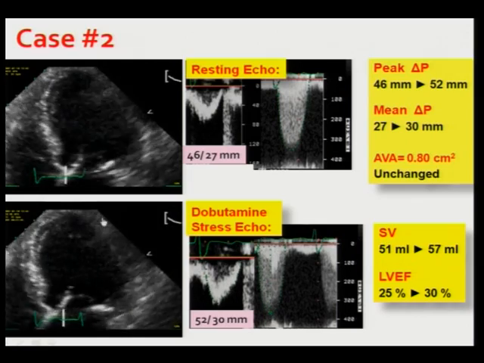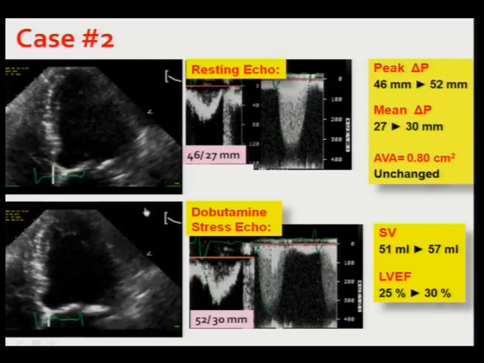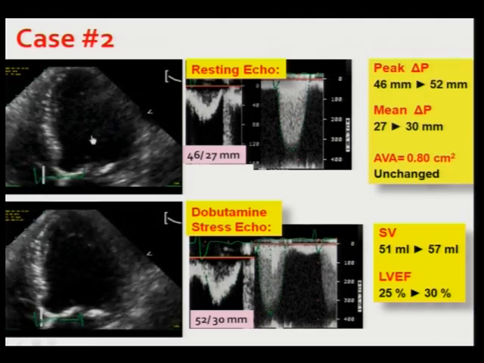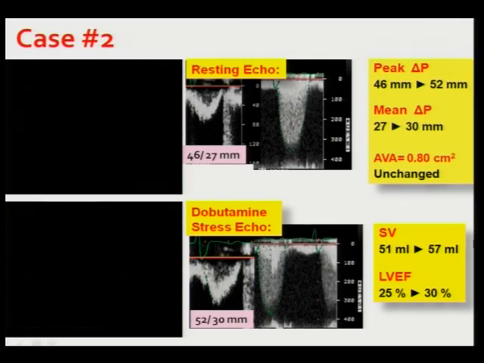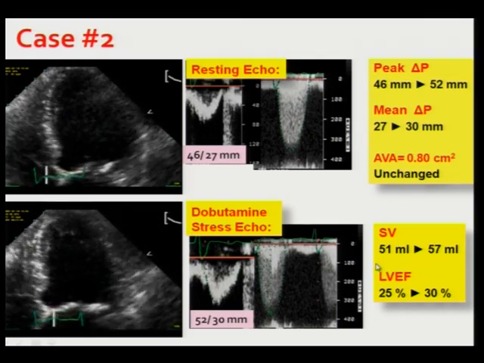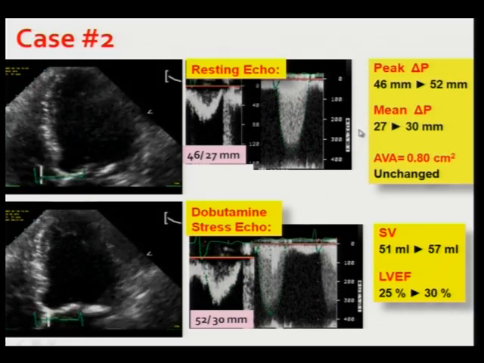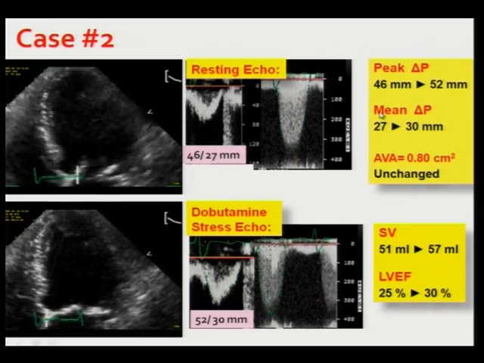We found that with dobutamine, the left ventricular contractility has not improved at all. The ejection fraction, which was 25% before, has improved only to 30%, and the stroke volume did not change much. It showed less than 20% increase in the stroke volume with dobutamine, the valve area did not change much, and there was not much change in the peak gradient and the mean gradient.